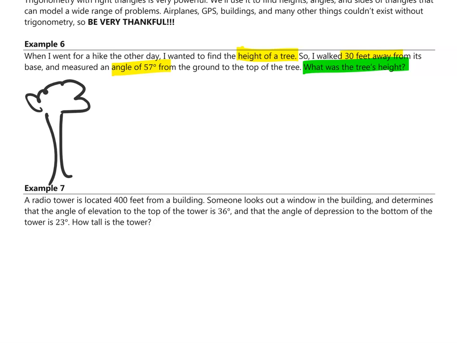So this is the tree. I walked 30 feet away from its base. So let's say this is 30 feet. And measured an angle of 57 degrees from the ground to the top of the tree. So this angle is 57 degrees.